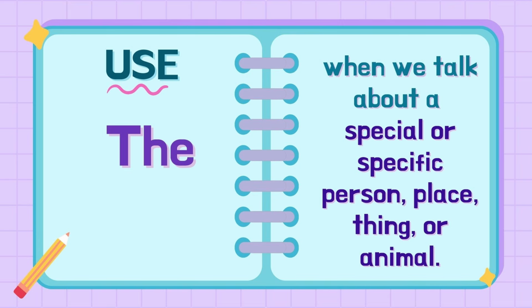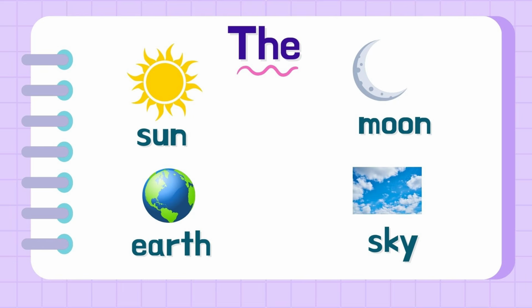Using the. We use the when we talk about a special person, place, thing, or animal. Here are some examples. Let's read the words. Sun. Only one sun in the world. Moon. Only one moon in the sky. Earth. Only one earth. Sky. The sky above us.